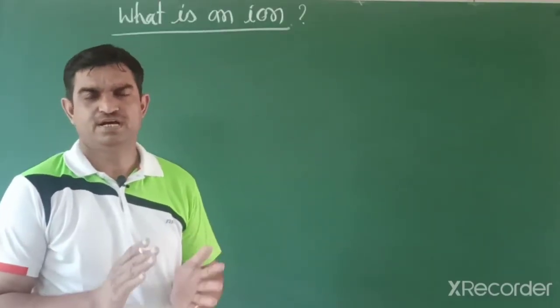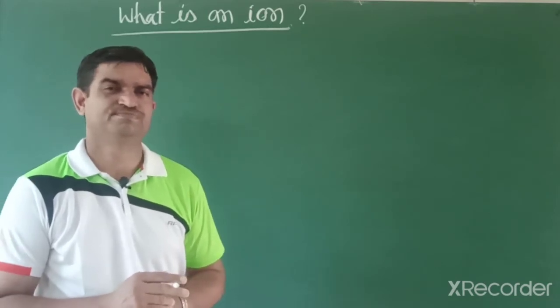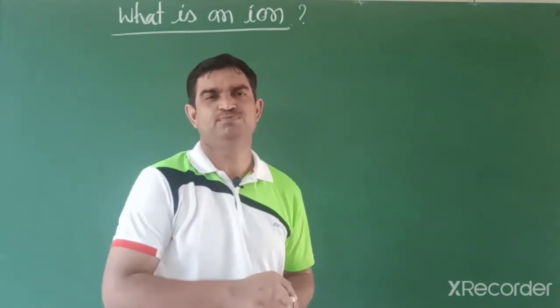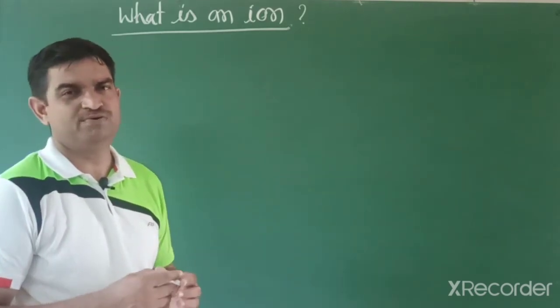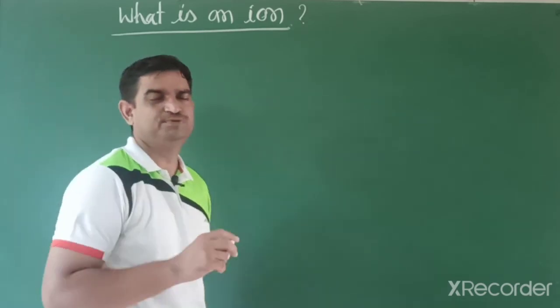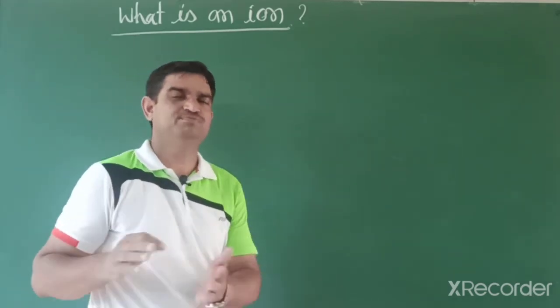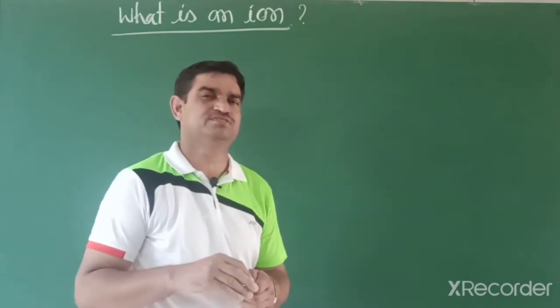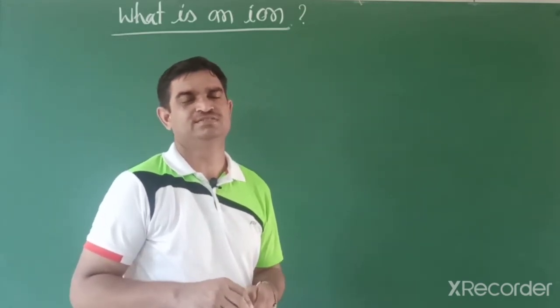Students, how does ion formation happen? Generally, when a metal and a non-metal react, they form a compound. In a compound, a charged species is known as an ion. Charged species are of two types: one with a positive charge and one with a negative charge. The positive one is called a cation and the negative one is called an anion.